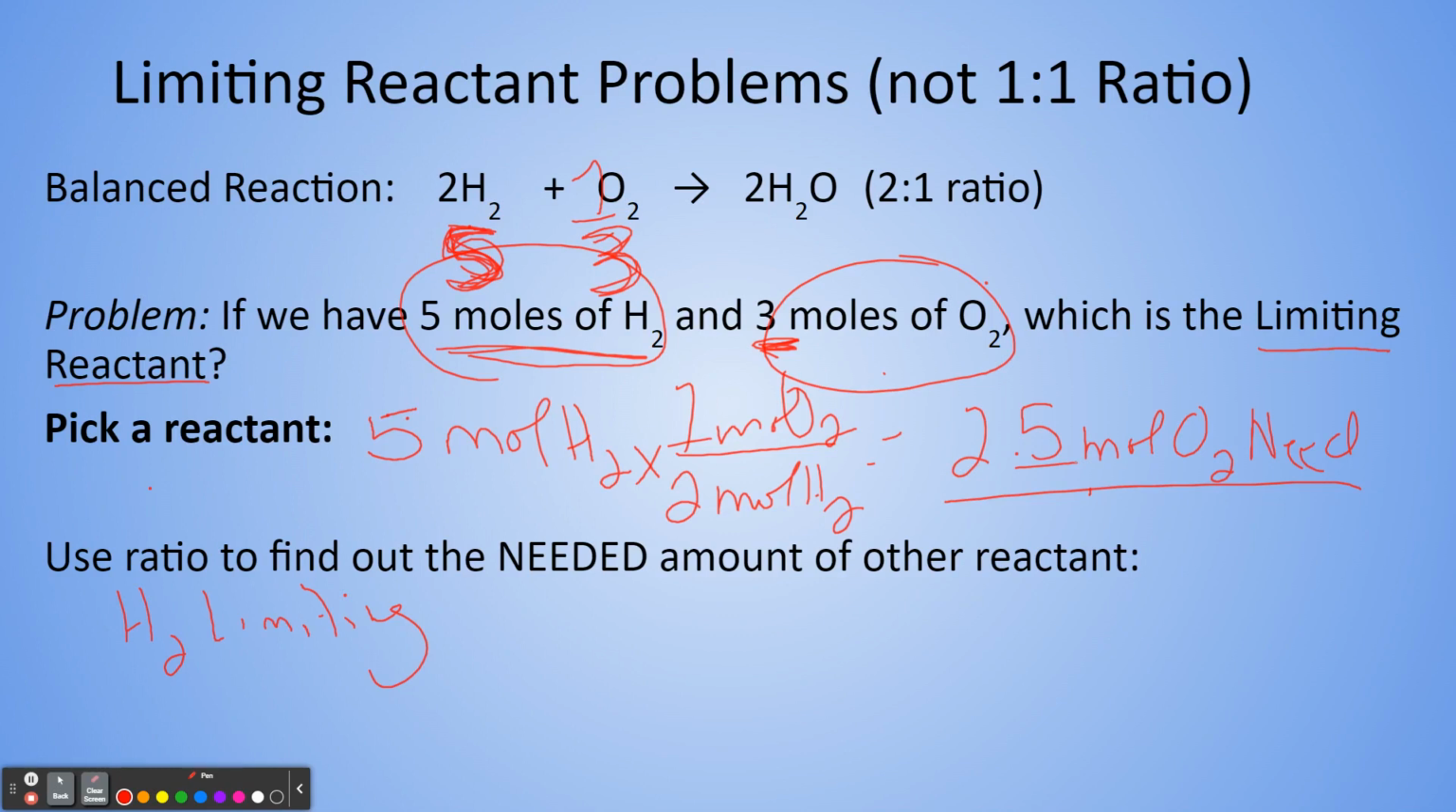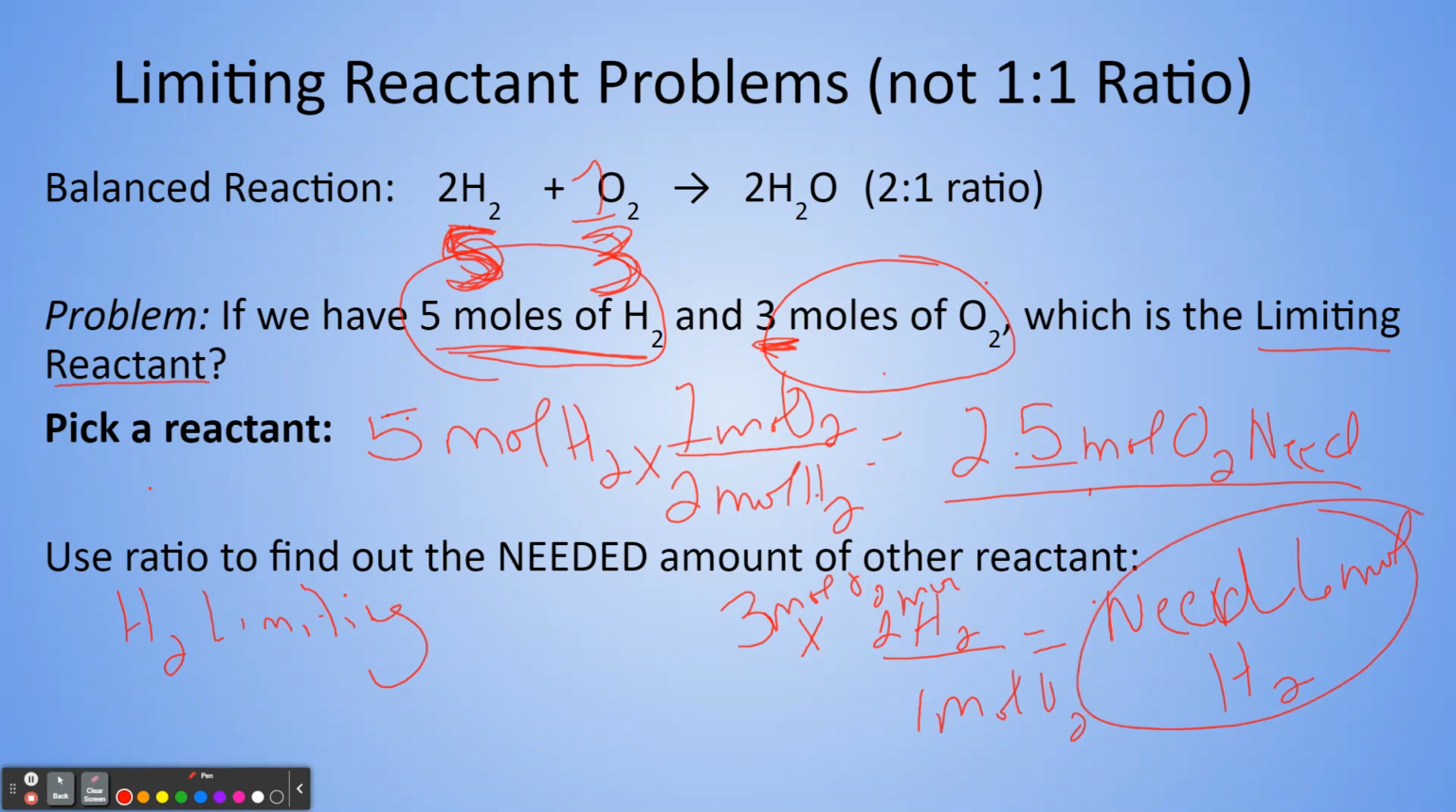If you did pick oxygen, just for the sake of it, 3 moles of O2, we would put our 1 mole of oxygen on the bottom, our 2 moles of H2 on top. We would need 6 moles of H2 to react with all of that 3 moles of O2, and we don't have that. So it is definitely true. That's a way you can check which one is going to be limiting.